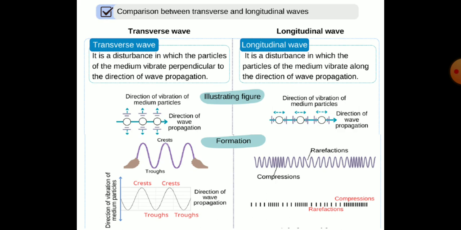So first, the definition. It is a disturbance in which the particles of the medium vibrate perpendicular to the direction of wave propagation. If I said perpendicular to, so we have here the transverse waves. And on the other side, it is a disturbance in which the particles of the medium vibrate along the direction of wave propagation. So when I said along the direction of wave propagation, we have here the longitudinal wave.